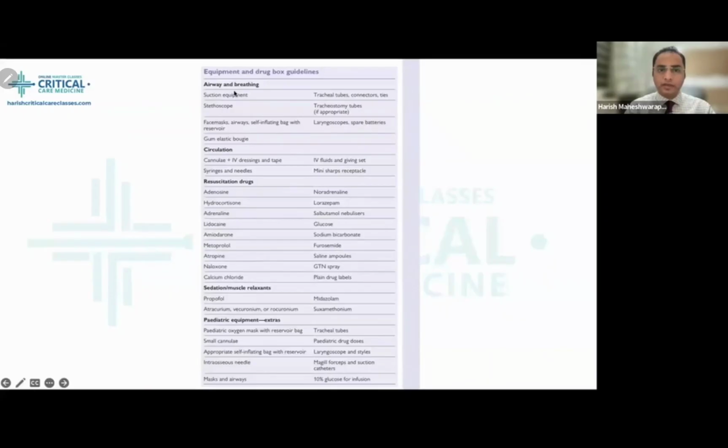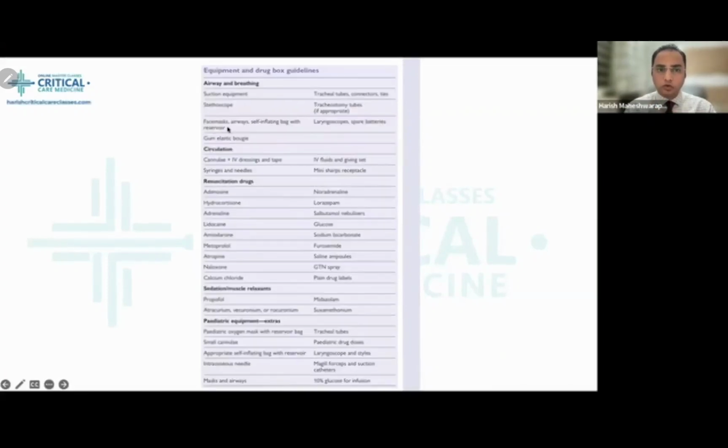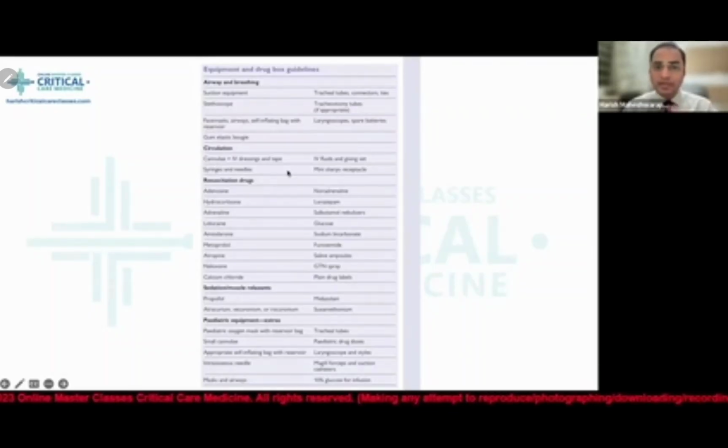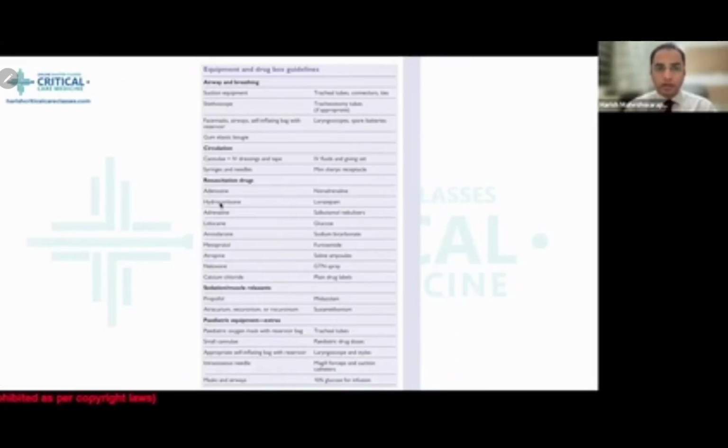This again comprises the different headings which are necessary for transferring a particular patient. Airway and breathing: suction equipment, stethoscope, face mask, airway, self-inflating bag with reservoir, gum elastic bougie, tracheal tubes, connectors, ties, tracheostomy tubes if appropriate, laryngoscope with different sizes of blade, and spare batteries and cells, which are very, very essential. Circulation: IV cannula, IV dressing, tape, syringes, needles, IV fluid and giving set, and a mini sharps receptacle should be available.